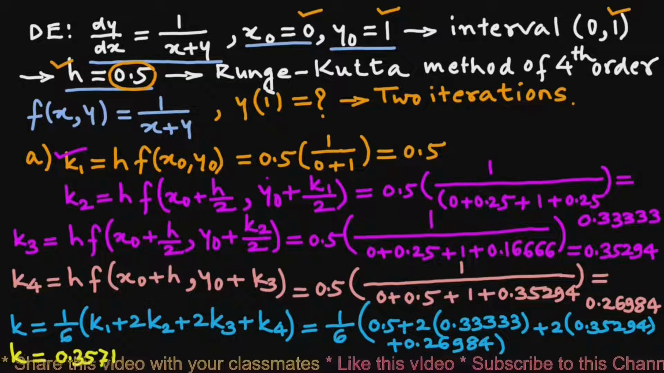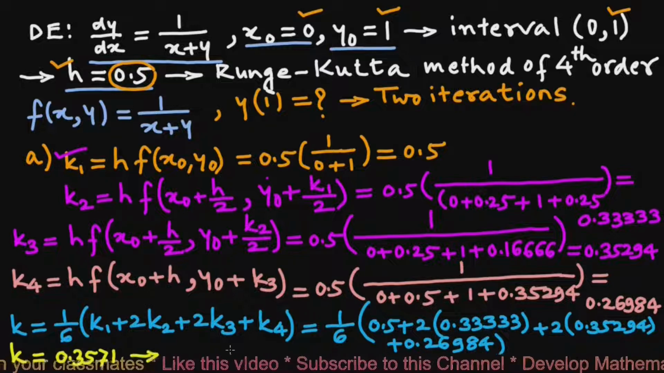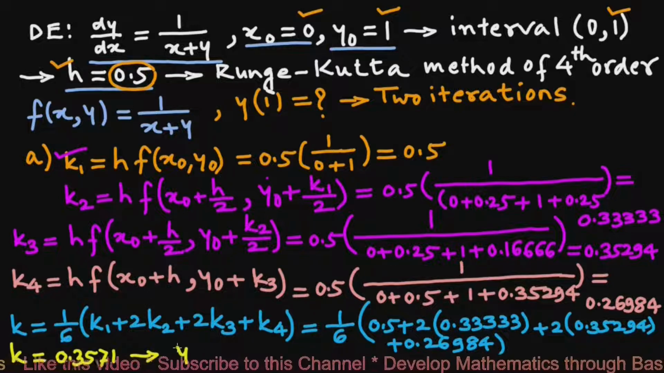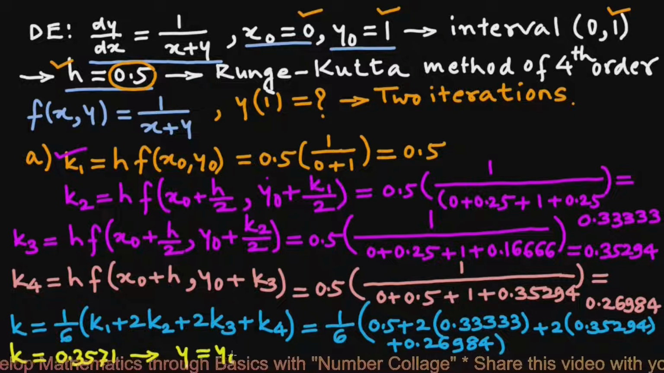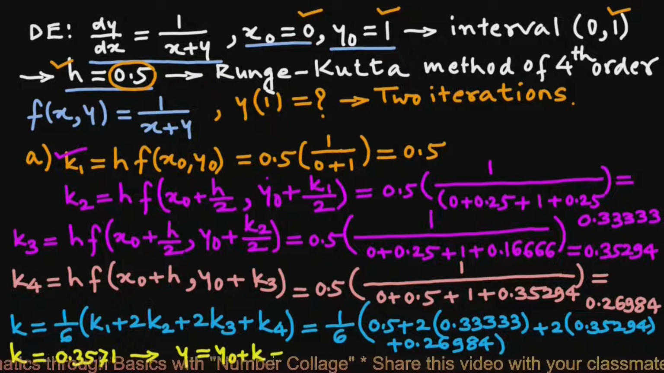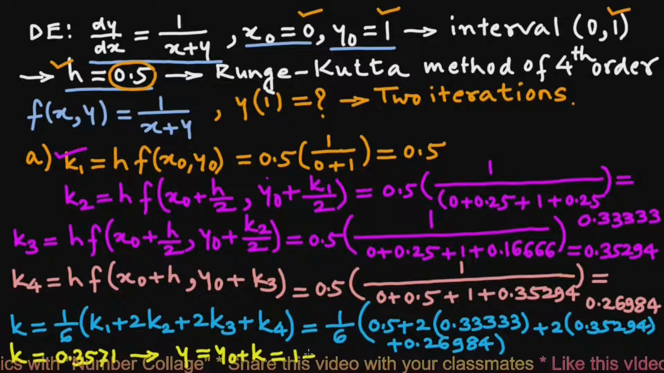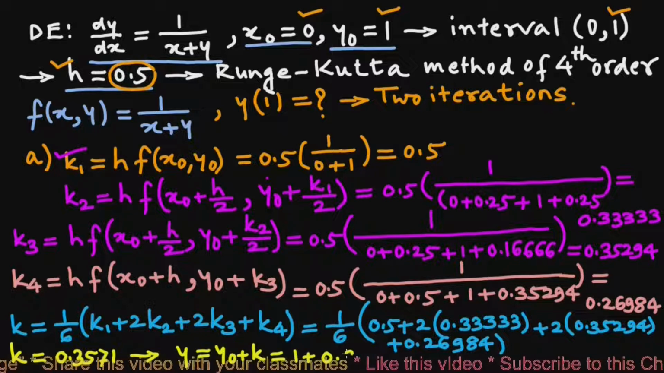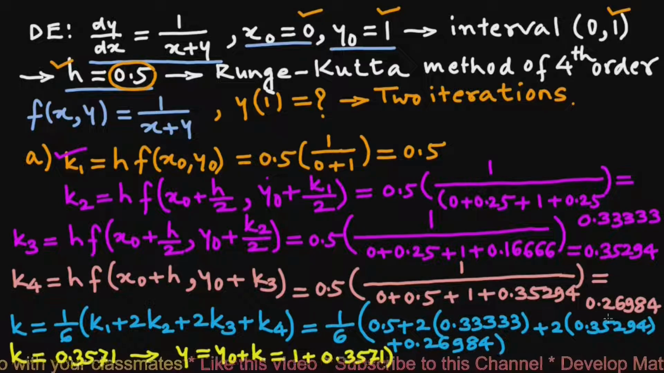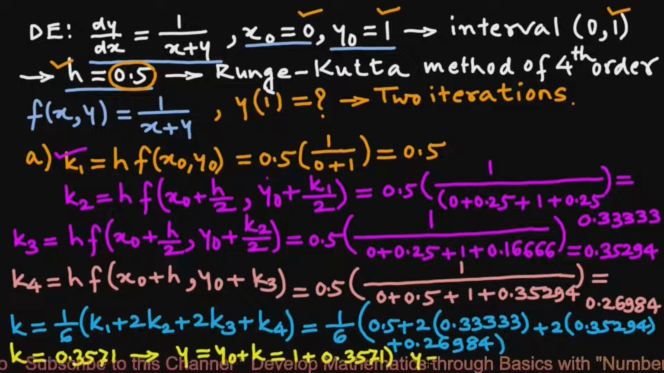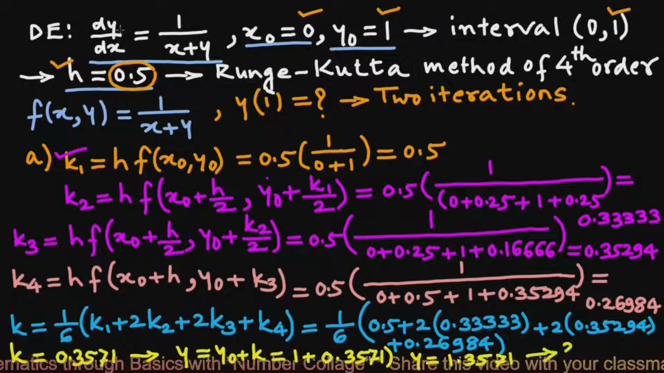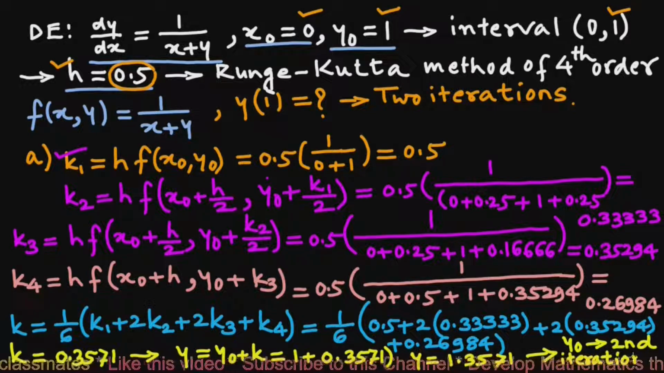0.3571 by calculator. Now we will write the approximate value of y equals y0 plus k. That will be 1, which is y0, plus k, 0.3571. That will give value of y equals 1.3571, which we have to use as the initial value y0 for the second iteration.